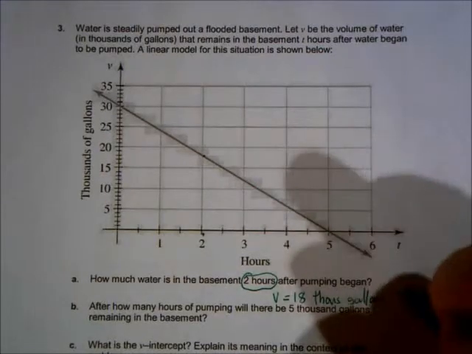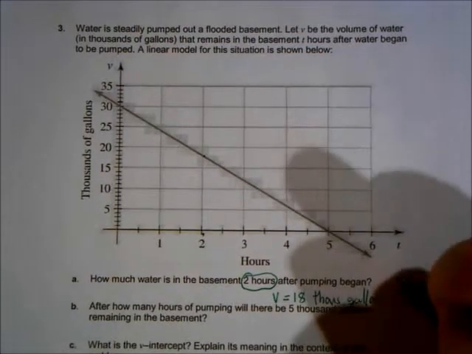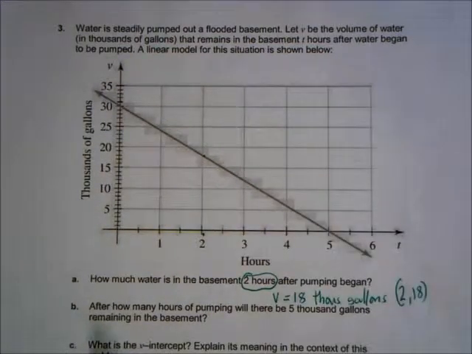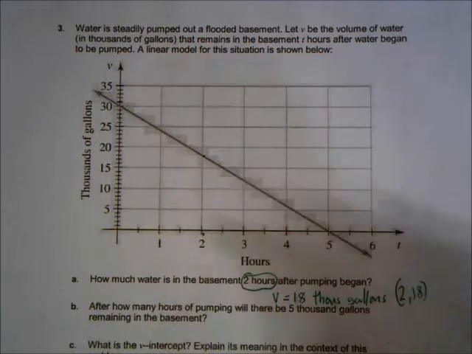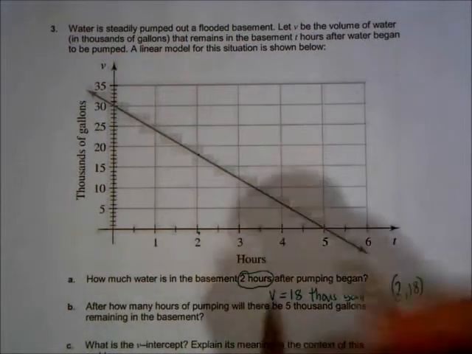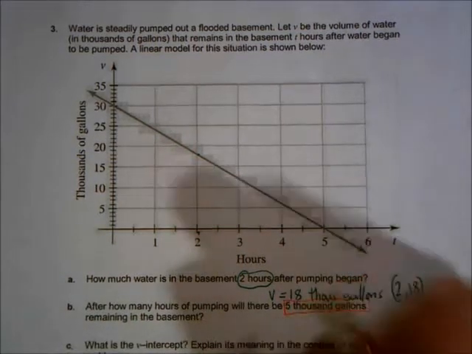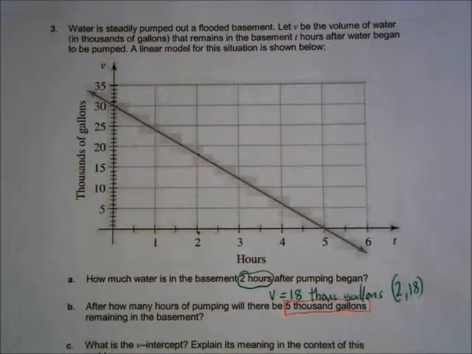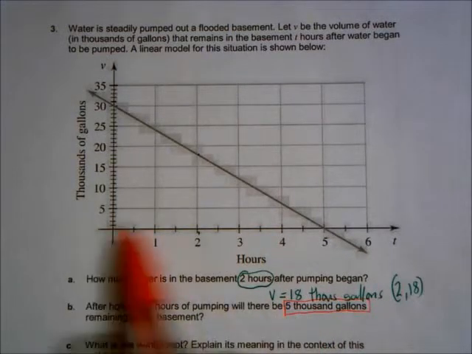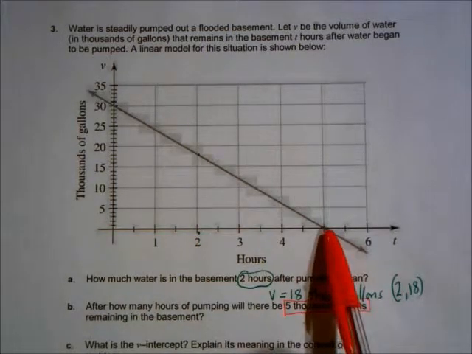After how many hours of pumping will there be 5,000 gallons remaining? Alright, again, this time, the important thing to notice is what they've given us. They've given us 5,000 gallons. That's a gallons number. Now, the big mistake I'll see a lot of people do here is they'll come over here and they'll go, well, I get 5 and 0. Except it gave us 5,000 gallons, not 5 hours.